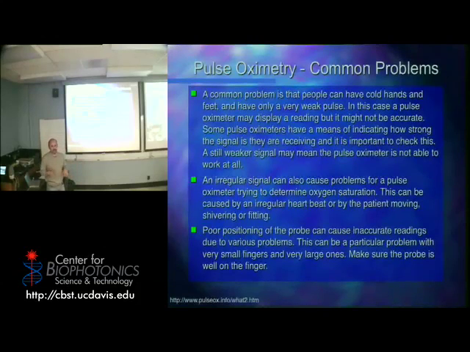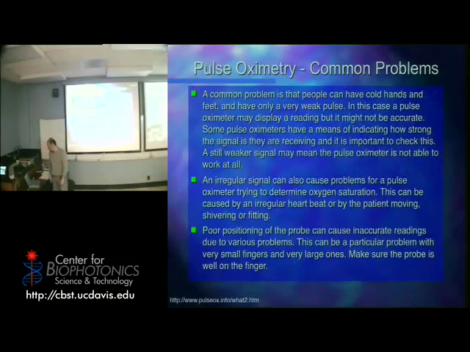They're transparent to those wavelengths. They don't have enough of an effect, but some do have an effect. The other thing can be poor positioning of the probe, and it's a particular problem with very small fingers and very large ones. If you have a really large finger, there might not be enough light to get through. If you have a very little finger, there may not be enough blood there to get a signal.